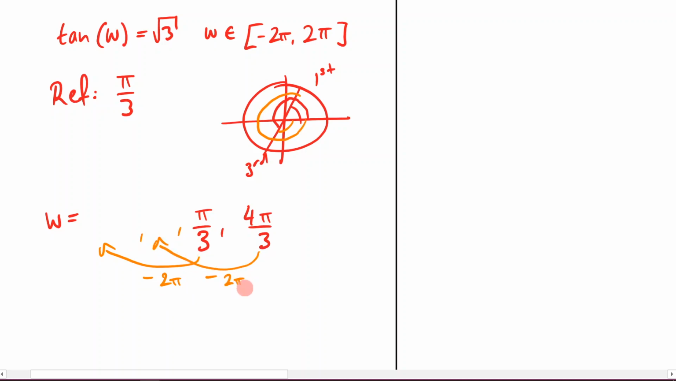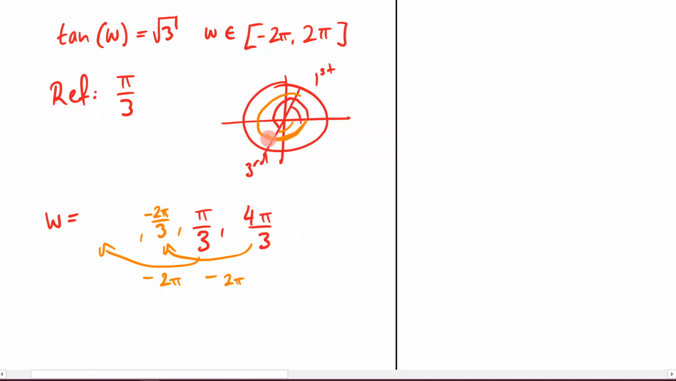Or if you wanted to, you could think, well, if I'm going back to here, this is kind of like being in my second quadrant, but backwards. And I know in my second quadrant it's going to be 2 pi on 3, but because I'm going backwards, it's going to be negative 2 pi on 3. I think that's the quickest way to do it. So this one right here is going to be negative 2 pi on 3. And that would be the same as subtracting 2 pi from that.